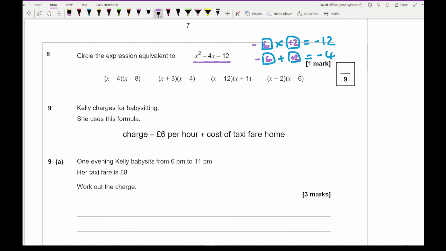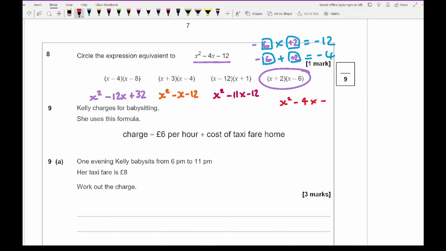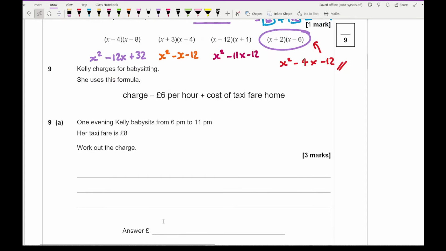So then what we're looking for is positive 6 and minus 2, in which this is going to be our correct answer. Now if I did go through the process of expanding the brackets, this one here is going to be x squared minus 12x plus 32. This one here is going to be x squared minus x minus 12. This one here is going to be x squared minus 11x minus 12. And then this final one is going to be x squared minus 4x minus 12, which is the one that we wanted.